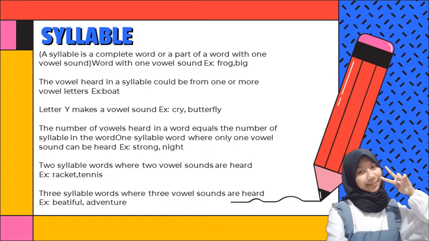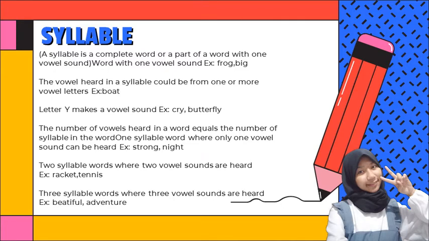Syllable. A syllable is a complete word or a part of a word with one vowel sound. For example, frog, pig. The vowel heard in a syllable could be from one or more vowel letters. For example, boat. Letter Y makes a vowel sound. For example, cry and butterfly.